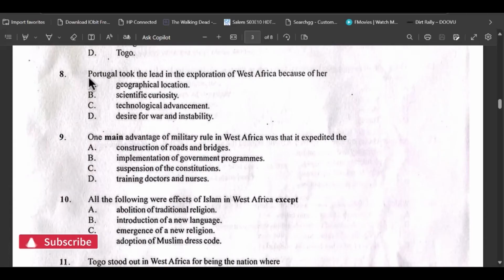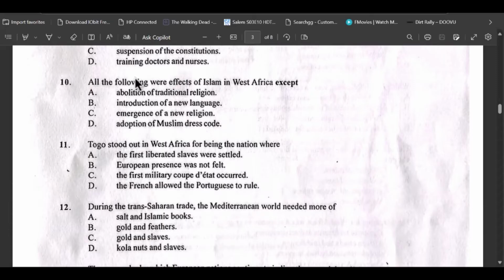8, Portugal had the lead in the exploration of West Africa because of her. 9, one main advantage of military rule in West Africa was that it expedited the. 10, all the following were effects of Islam in West Africa except. 11, Togo stood out in West Africa for being the nation where.